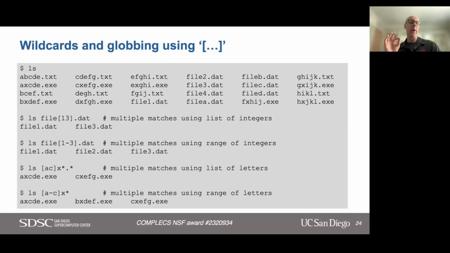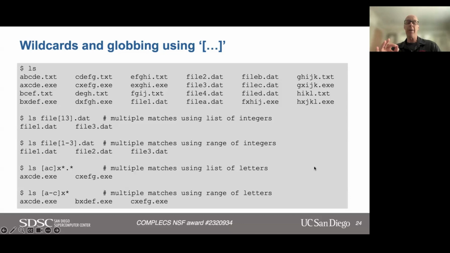Now we can also match ranges of integers. So let's say I wanted to pick up file1, file2, and file3.dat. I don't need to type all of that out explicitly. Say my square braces 1, 2, 3. I could instead do, within my square braces, 1-3. So now we're going to be doing multiple matches using a range of integers. So in this case, we pick up file1, file2, and file3.dat.